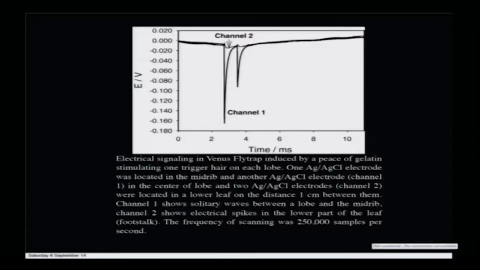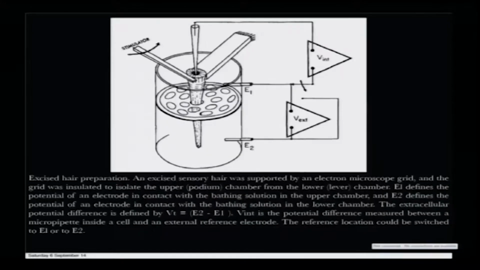The electrical signaling in Venus flytrap induced by a piece of gelatin. So, gelatin is acting as the stimulating trigger here on each lobe. One AgCl electrode was located in the midrib, and the other AgCl electrode is located in the center of the lobe. Okay. Channel 1 shows the solitary wave between the lobe and the midrib, and channel 2 shows the electrical spike in the lower part of the leaf. Okay. So, this is how these recordings are done. If you go back to this recording, it is pretty much the same assembly.